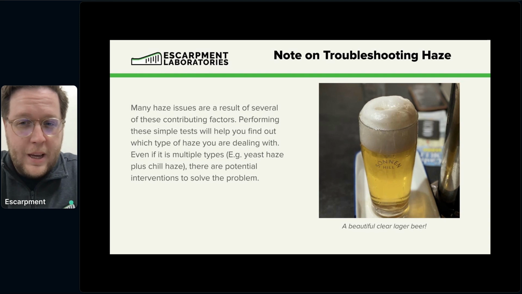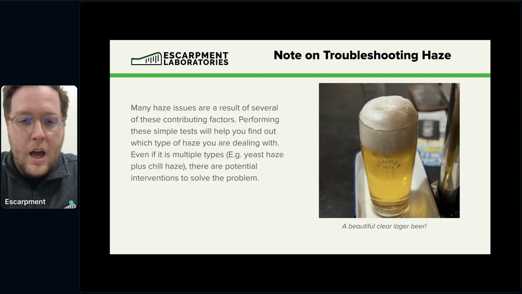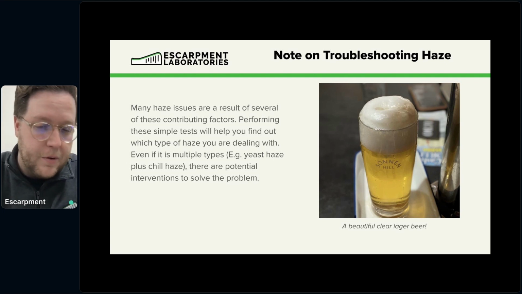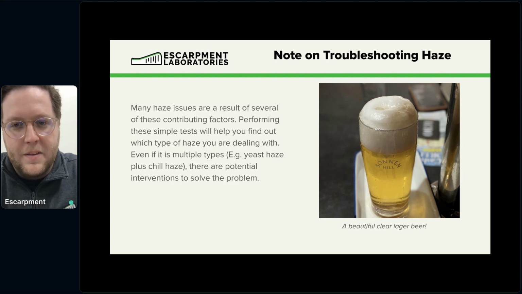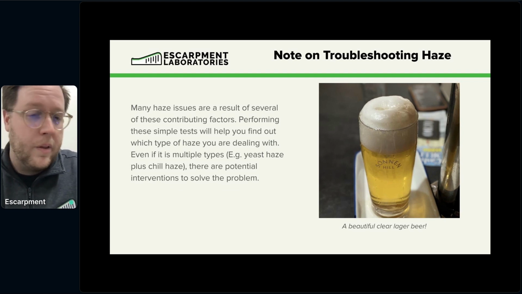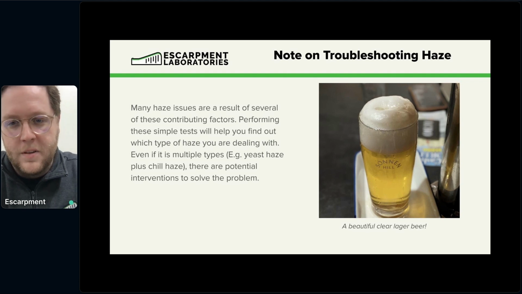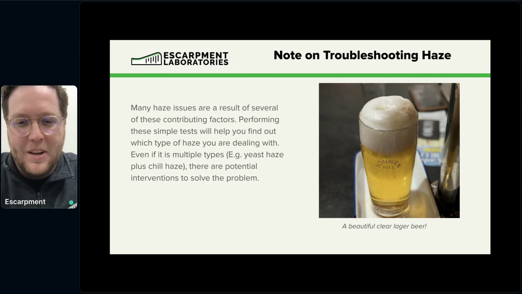And also just a note on troubleshooting haze, it's complicated. Most or many haze issues are a result of several of these different factors. So I provided some tests that you can use if you're dealing with a haze and you want to know what it is. However, you often do encounter multiple types. You might have a beer that has a yeast haze plus a chill haze, for example. So that also then means that interventions are a little bit more tricky and troubleshooting is a little bit more tricky. So this is one of the more difficult things to troubleshoot in terms of beer fermentation and beer finishing because haze can attack you from all angles. So it's just something to keep in mind as we dive in further.